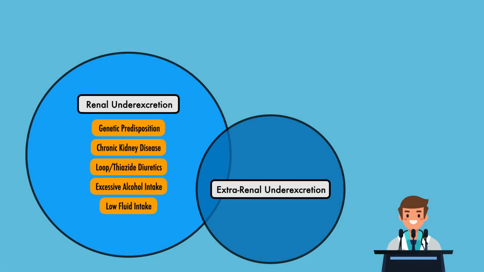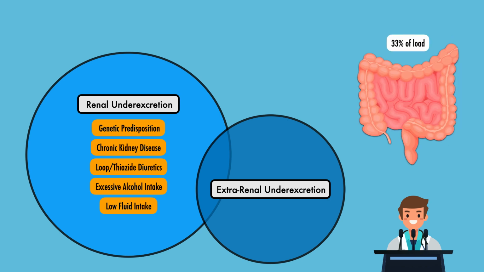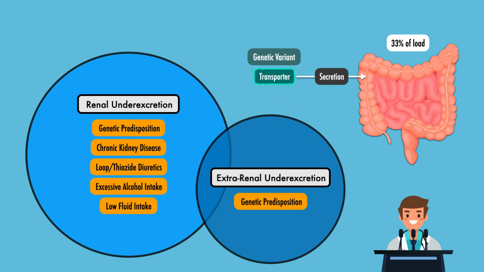Extrarenal underexcretion is the second largest contributor to hyperuricemia. Whereas the kidneys are responsible for the excretion of approximately 2/3 of the uric acid, the intestines are responsible for most of the remaining 1/3. A small amount is excreted by the liver through bile, but it's not significant. Similar to the kidneys, underexcretion by the intestines can be attributed to the dysfunction of a transporter from a genetic variant.